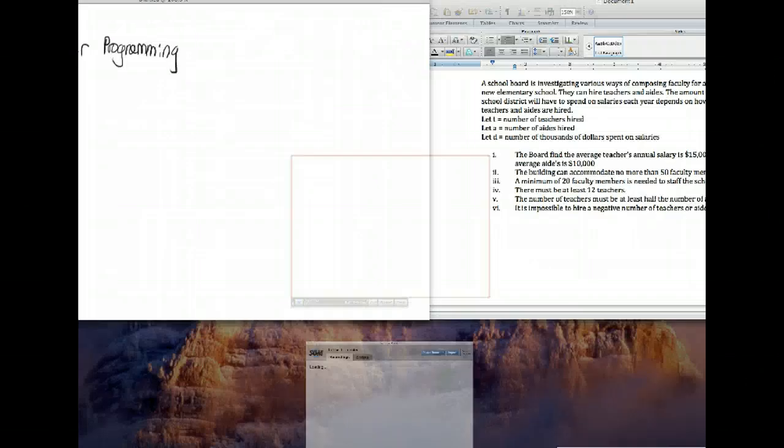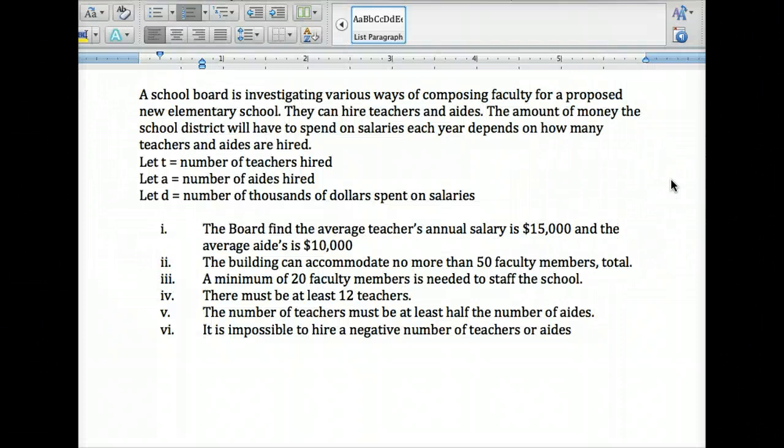So for the example problem, a school board is investigating various ways of composing faculty for a proposed new elementary school. They can hire teachers and aides. The amount of money the school district will have to spend on salaries each year depends on how many teachers and aides are hired. So we're going to let T be the number of teachers, A be the number of aides hired, and D be the number of thousands of dollars spent on salaries.